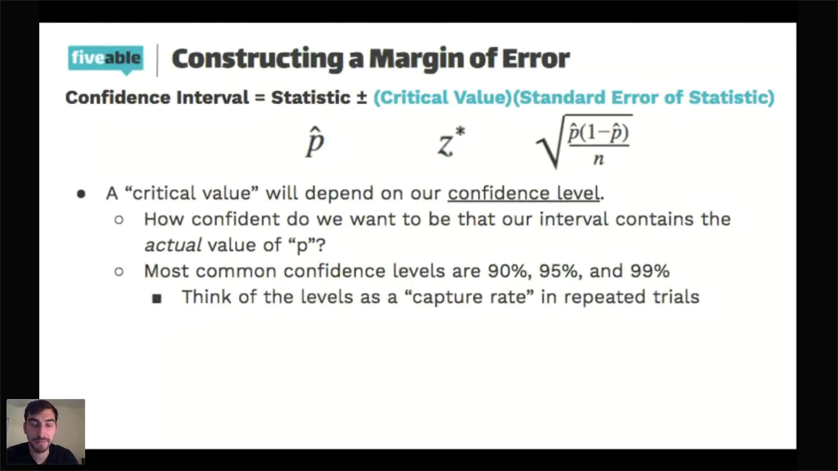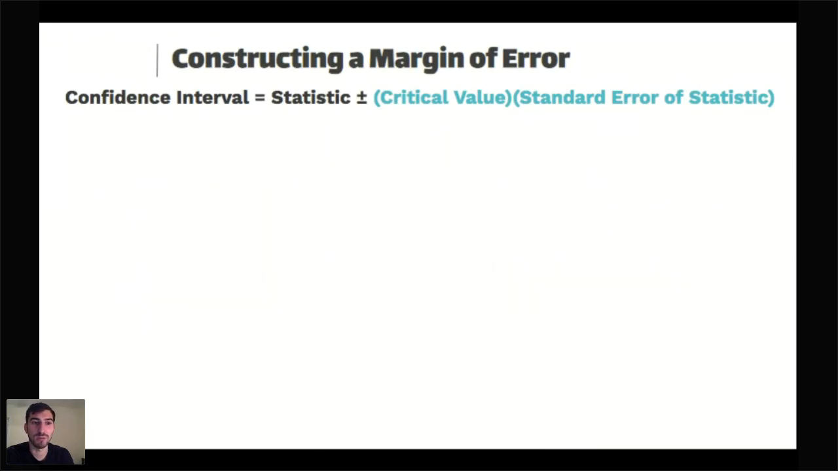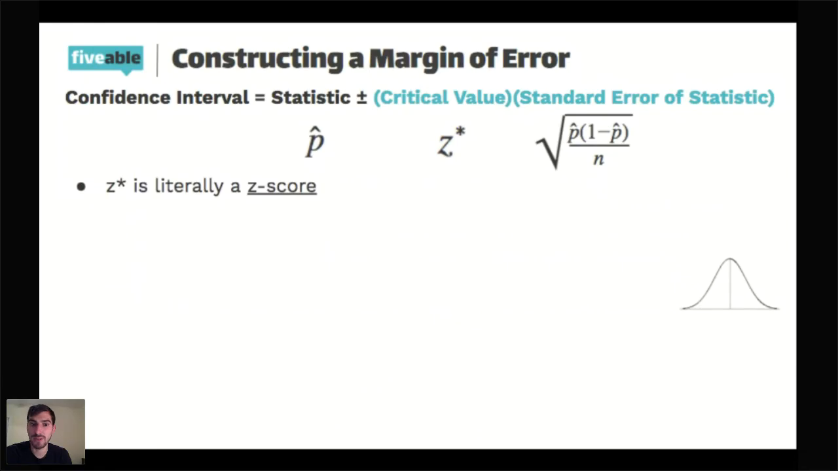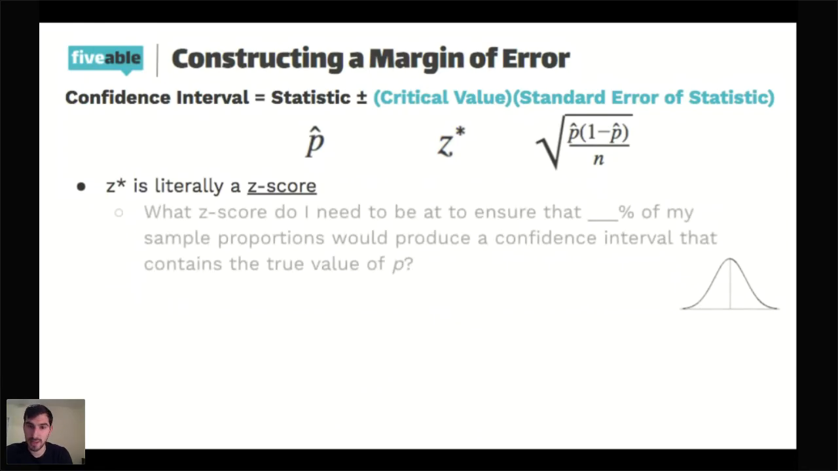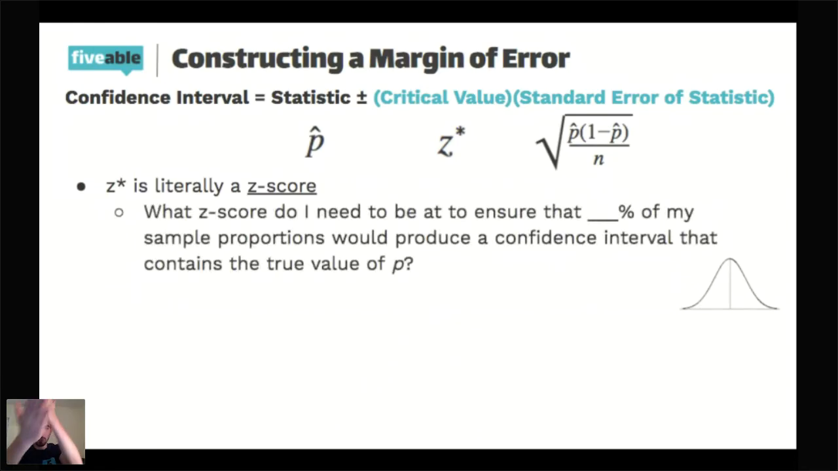Okay. But the reason it's called a z-star is because sampling distributions, when we do it right, have this shape, a nice normal distribution. And with a nice normal distribution, we have z-scores. And so what the z-star is figuring out is what z-score I need to be at above and below 0, above and below the mean, above and below whatever p is supposed to be, to ensure that that percentage of samples would actually have a confidence interval that contains the correct answer.